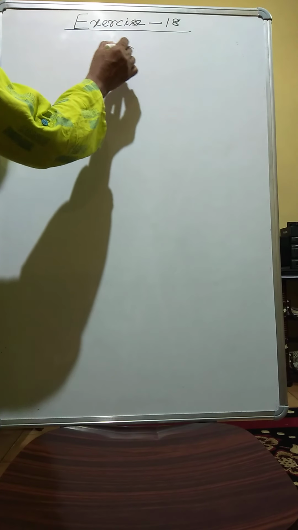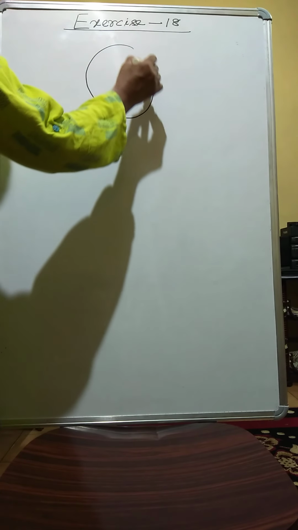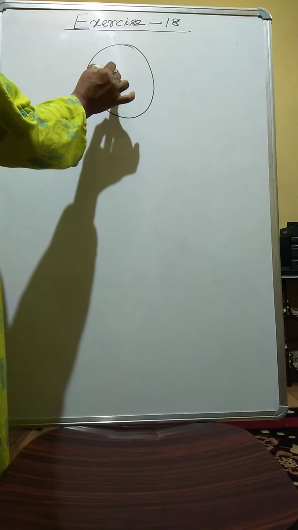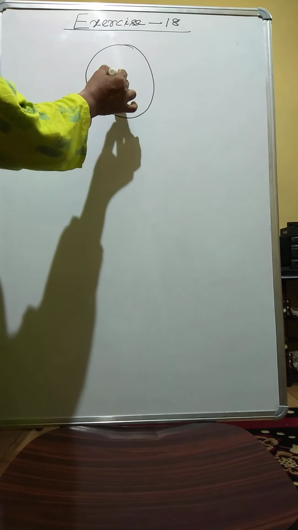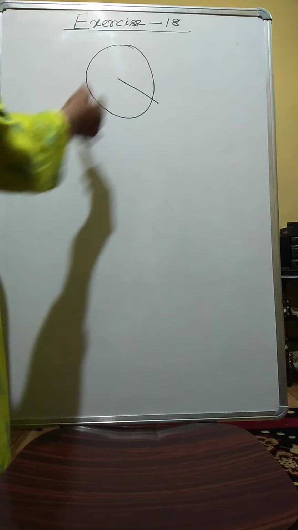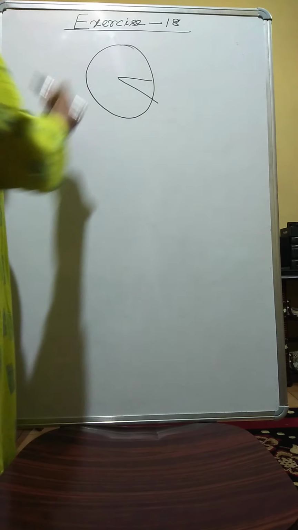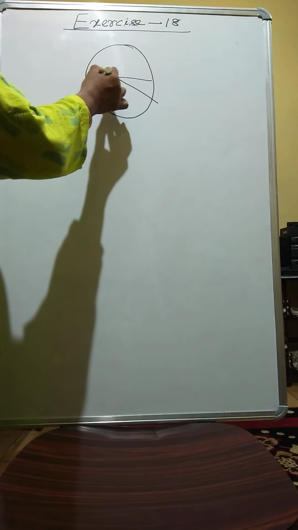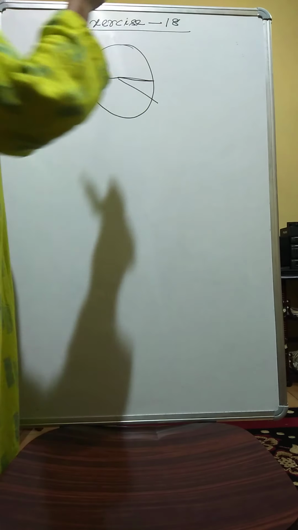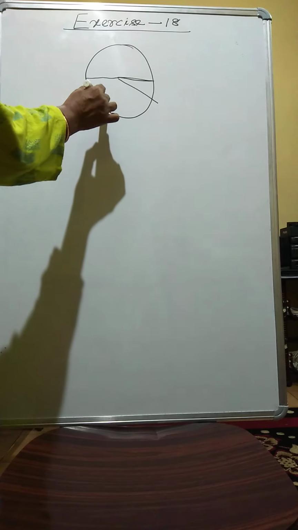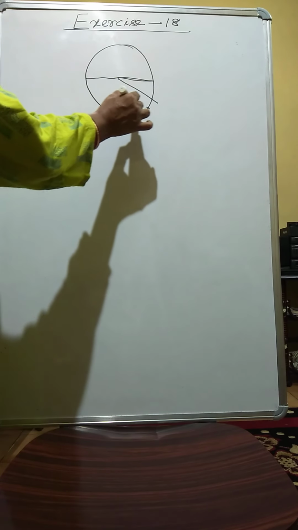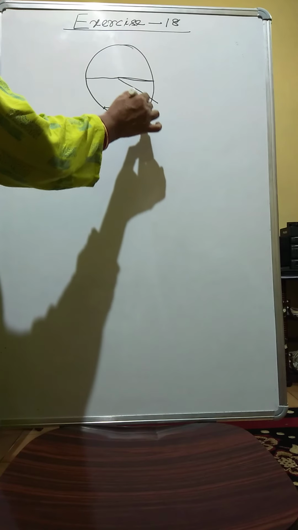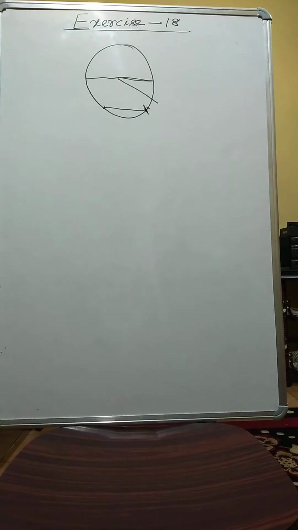So, what is a circle? A circle is a closed curve which moves with the geometrical condition. What is that geometrical condition? This is center, this is radius. The line passing through the center is known as diameter. Two points on the circumference which are joined by a straight line is known as chord.